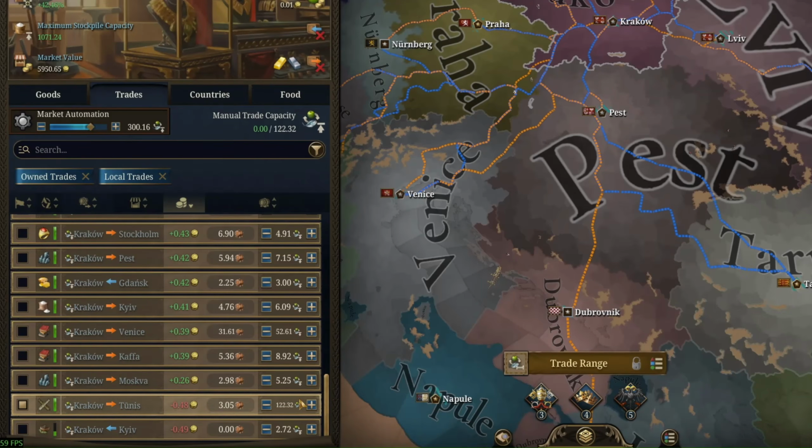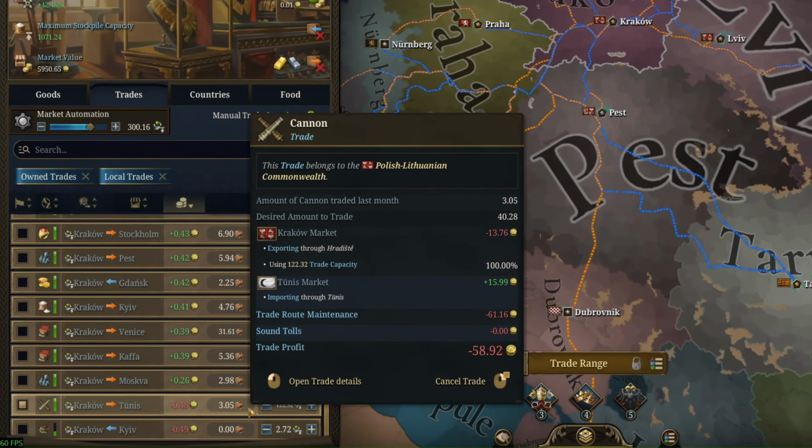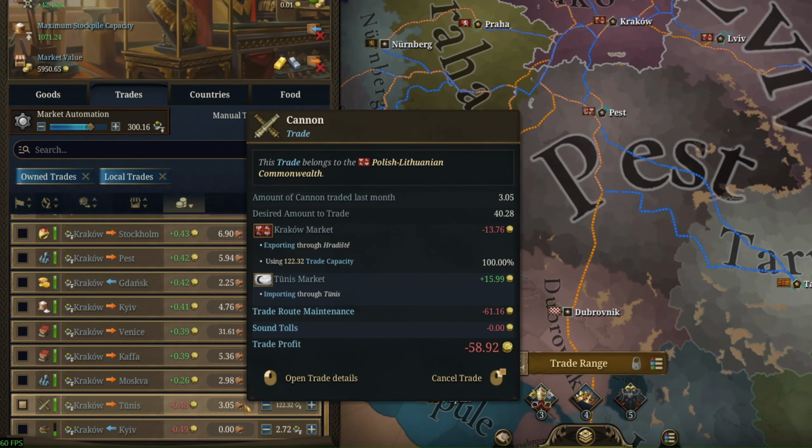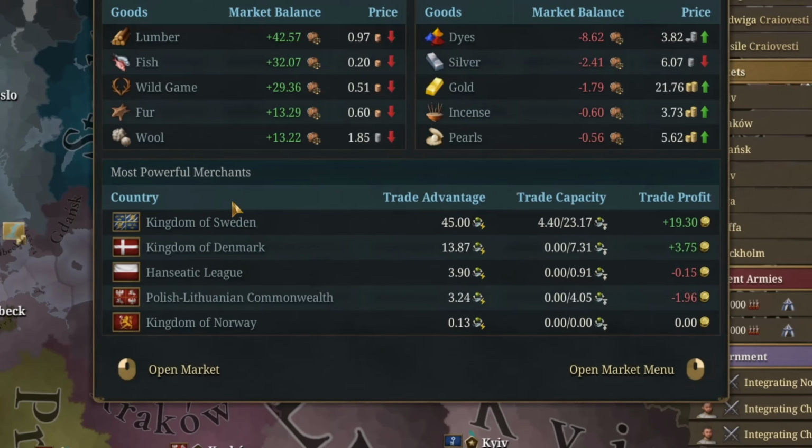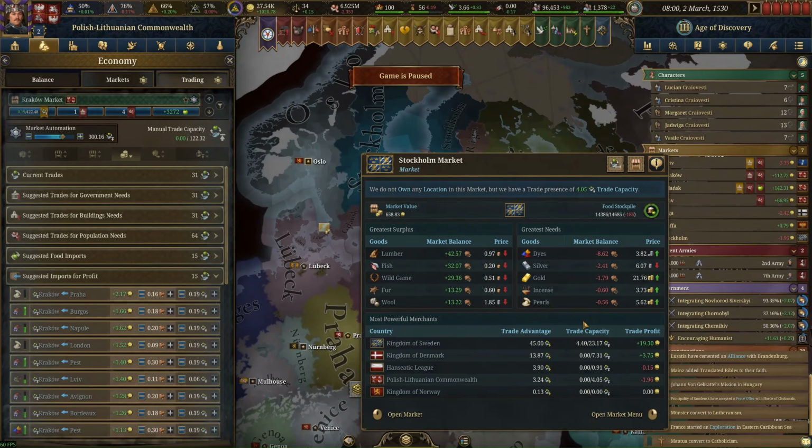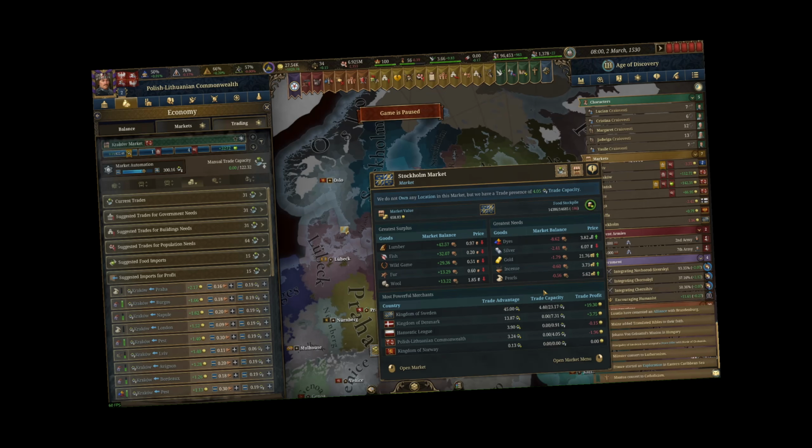And despite using a very large amount of trade capacity, we are realistically transporting only 3 units and losing a lot of money. This list with trade advantage also matters when we want to import a good from a given market, because it may turn out that the good I want is being exported by Sweden, as the first country on that list, in such large quantities to someone else, that nothing remains for me.